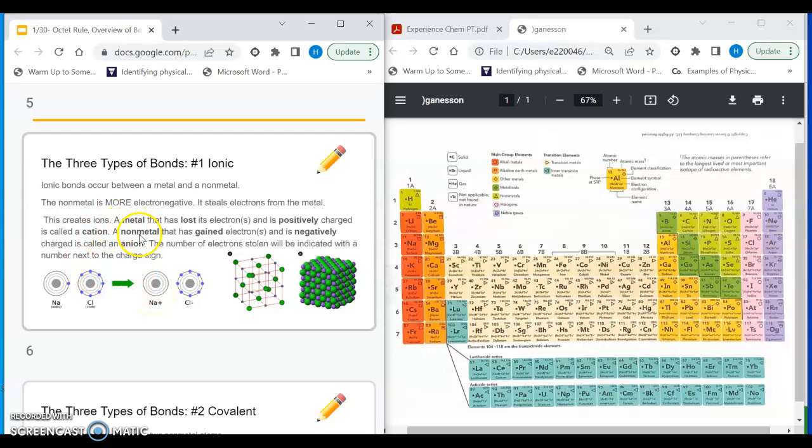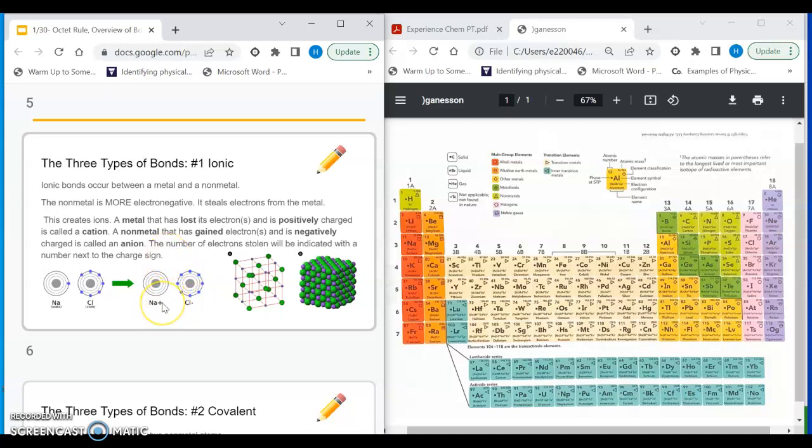Alternatively, chlorine, as a nonmetal on the right side of the periodic table, where it's more electronegative, has stolen electrons. It's gained 1 extra electron, become negatively charged, and is called an anion when that happens. So here, chlorine stole the electron, became a -1 anion, and we have a cation and an anion forming an ionic bond. We have a full positive charge on sodium, a full negative charge on chlorine. They're going to be very strongly attracted to each other.